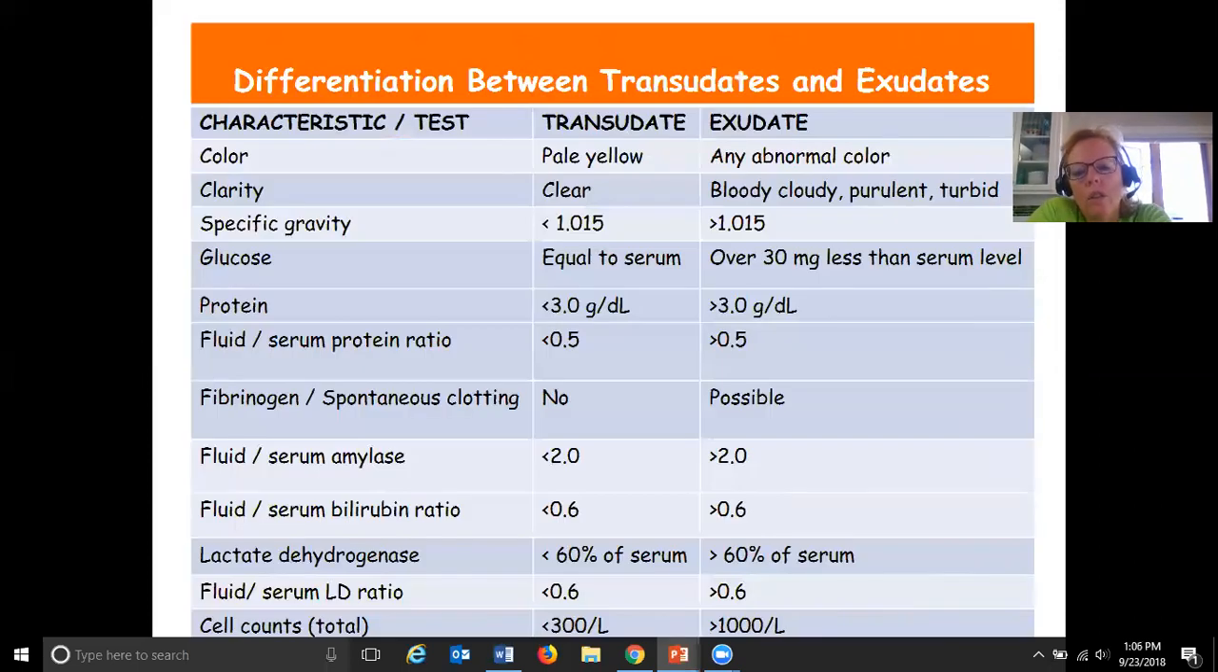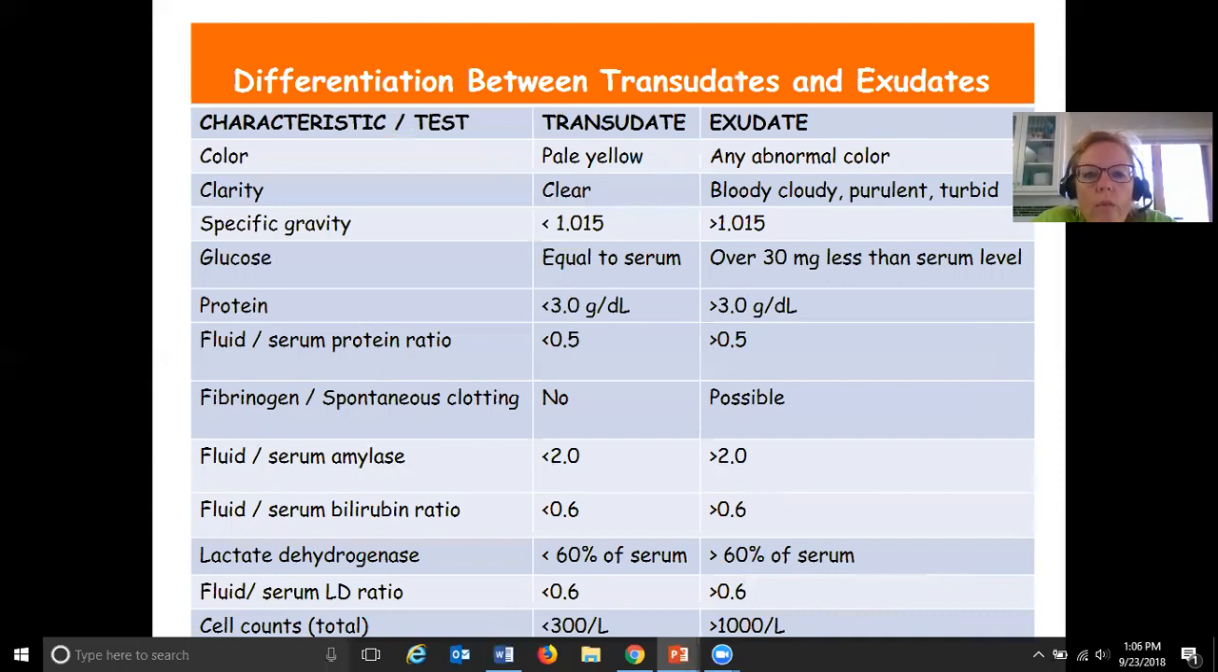So you need to take this table and compare it to your book. Your book does not have any of the less than or greater than signs. So you need to take this table and fill in the table in your book, and that table is on page 204. It's important that you understand the difference between a transudate and an exudate.